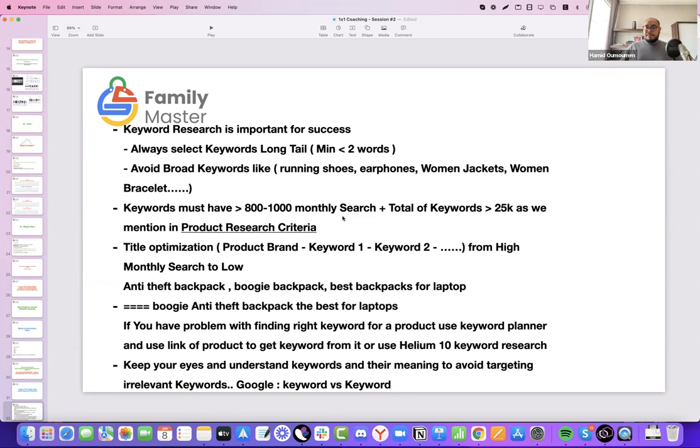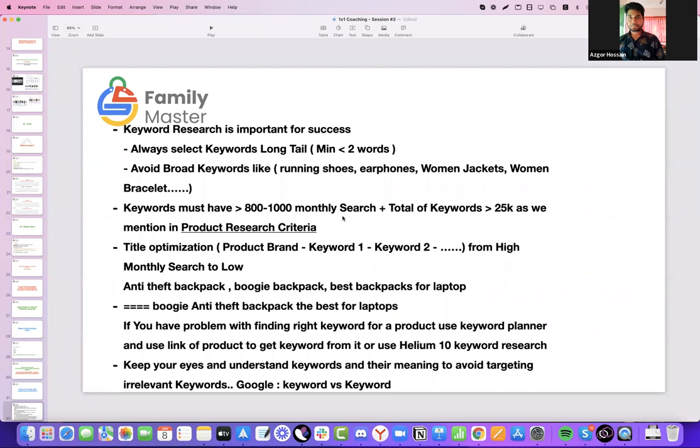Another example, earphones. There are thousands of types of earphones. Or woman jacket. What kind of woman jacket? Heated woman jacket, black woman jacket, white woman jacket, red, for what? Maybe woman jacket for dating. So all these keywords, we call them broad keywords, and in most cases you find these keywords with the highest monthly searches, but they are broad.